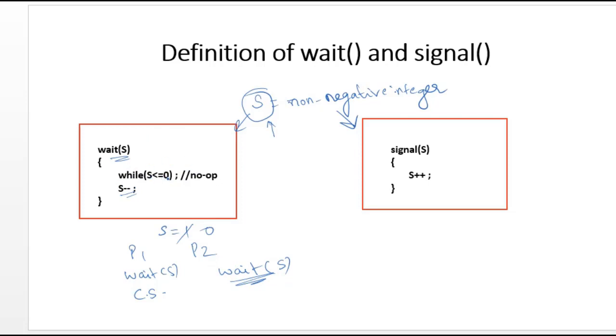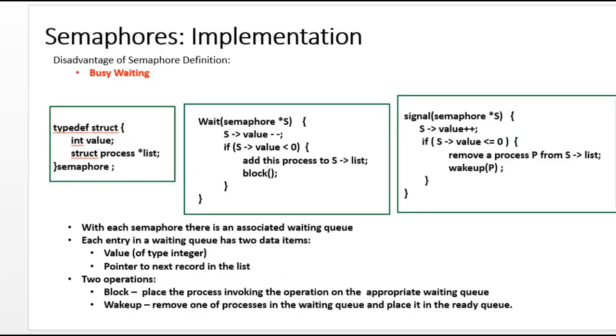It will check whether S has become positive. No. Again it will check. No. Again it will check. It is busily waiting for the semaphore value to become a positive number. Right, and this operation is not a useful operation. The CPU is not productively used here. This type of semaphore is also called a spin lock because the process spins while waiting for the lock.